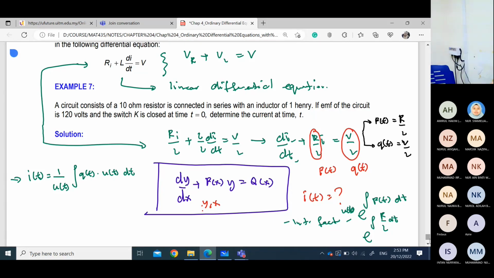So this one is U of T. U of T ni adalah integrating factor. So this one is 1 over integrating factor multiply with Q of T. Q of T adalah yang ni, T over L, times U of T. So U of T is an integrating factor. So how to find the integrating factor? We use this formula, which is exponent integral of P of T. So P of T ni adalah coefficient for I. So coefficient for I is R over L. Jelas? Jelas. Very good.